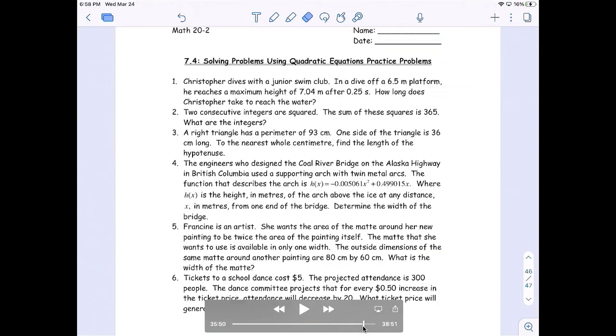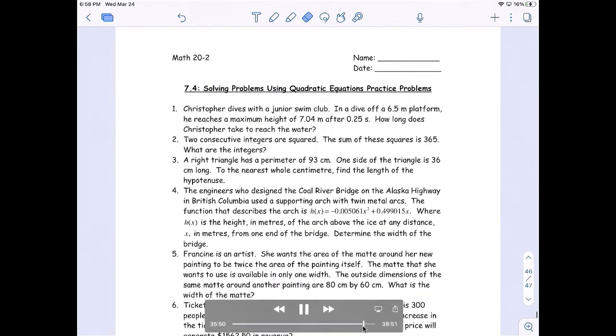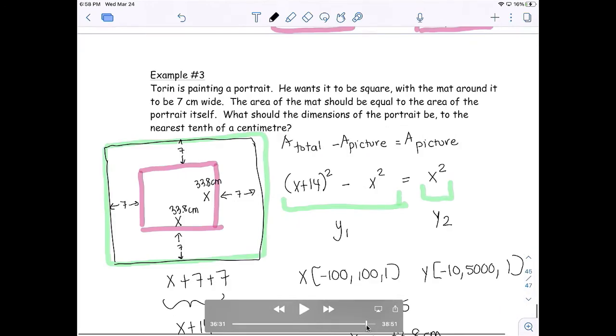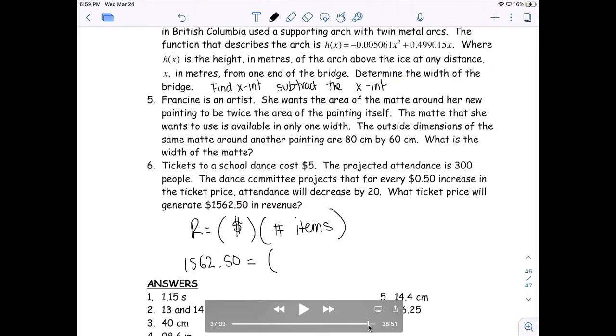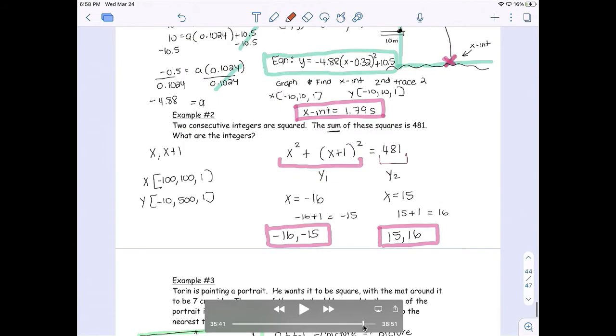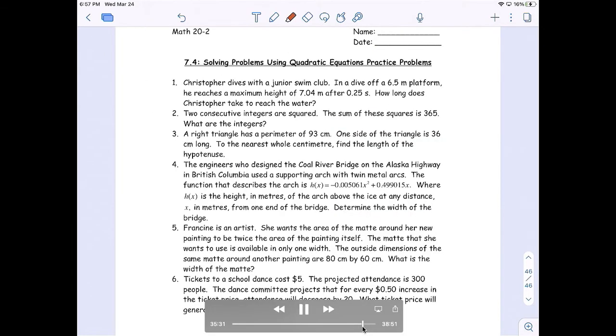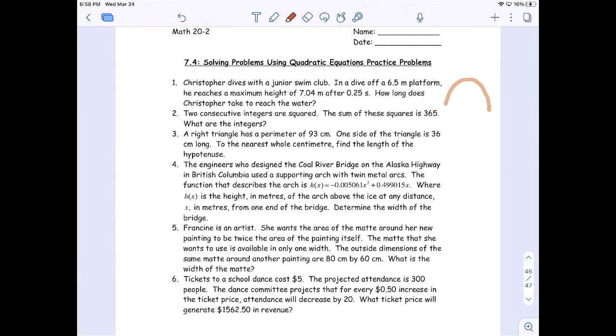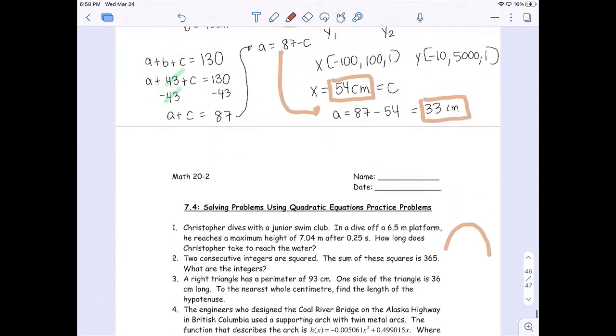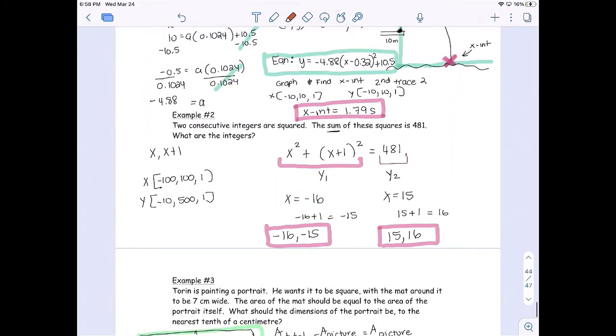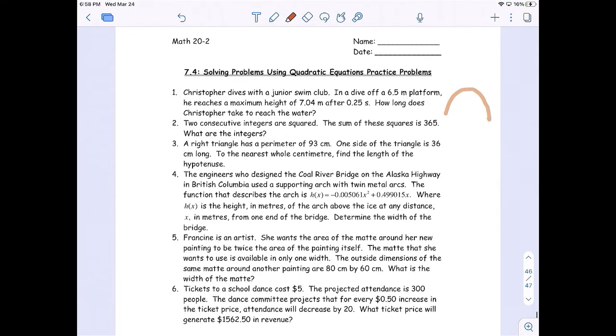Let me fast forward a little bit. There you are. Okay, so the first question matches the very first question we did for this lesson, which is where you have the parabola. So I'm just pointing out that's this question for example number 1.